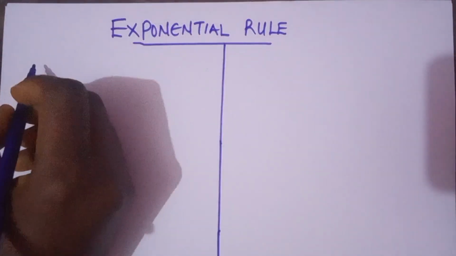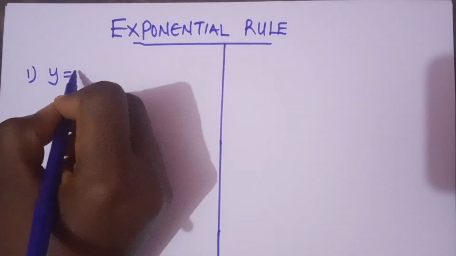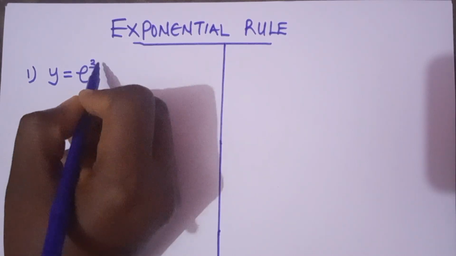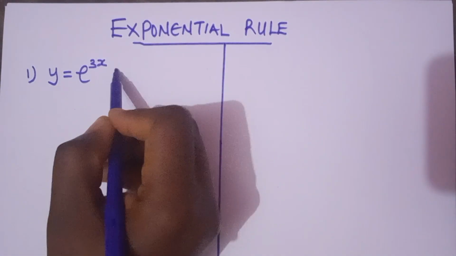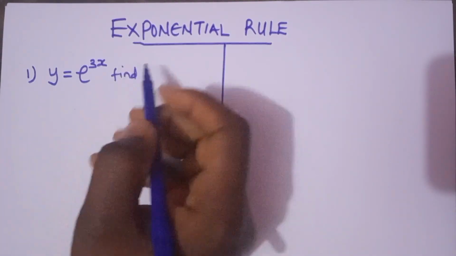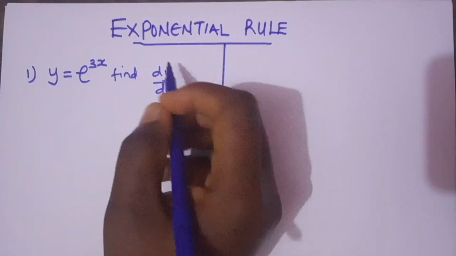Example 1. y equal to e raised to power 3x. Find the derivative, that is dy/dx.